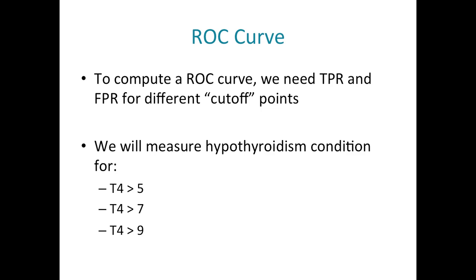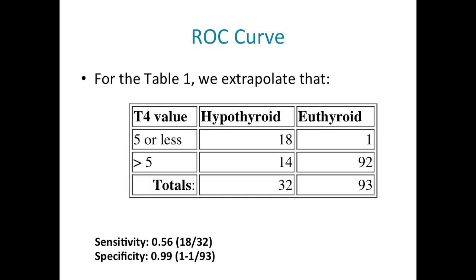And so the cutoff points that we're going to define are based on the independent features that we have. In our case, it's the T4 value, right? So our cutoff points are going to be: what if we consider T4 value larger than 5, or T4 value larger than 7, or T4 value larger than 9? How would that change the true positive and the false positive rates that we are getting? So imagine that we consider T4 values of 5 or less, or larger than 5. That's our cutoff point, right?